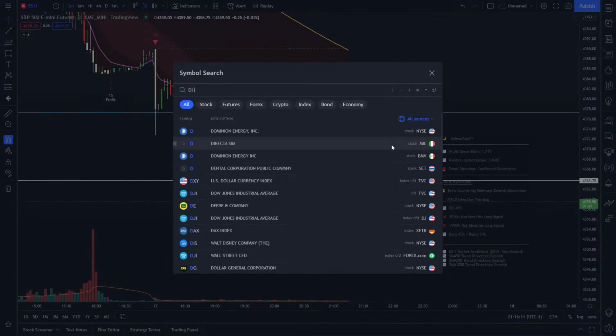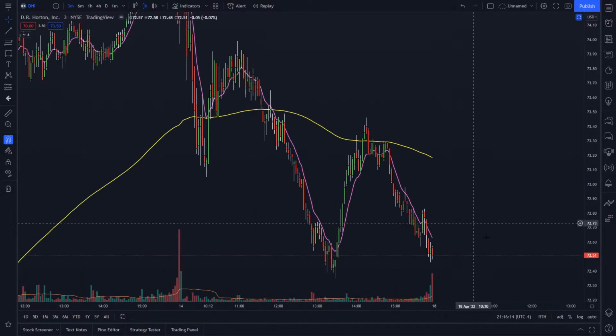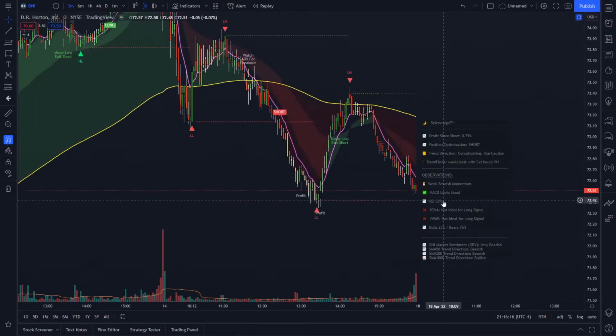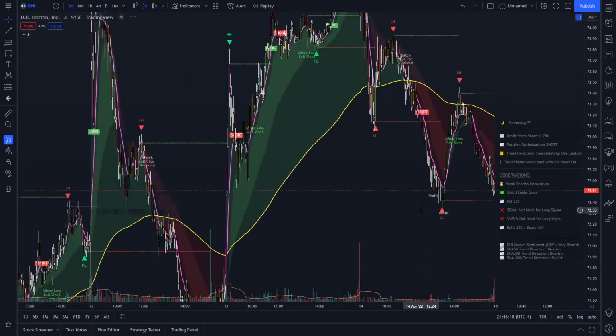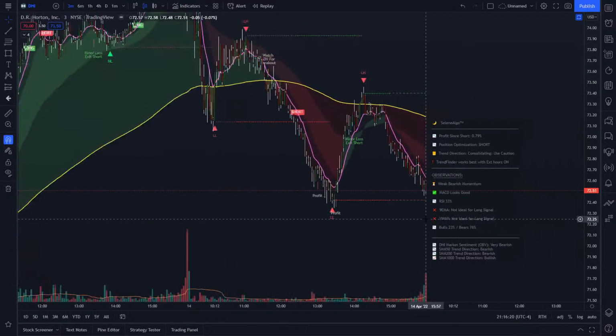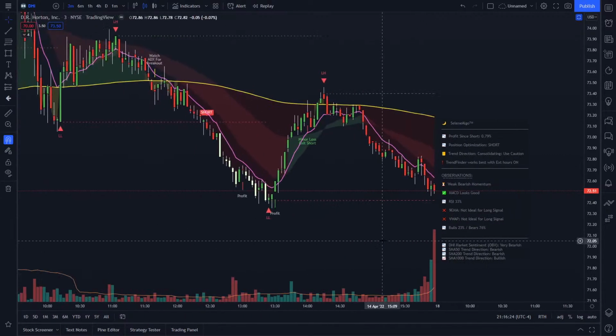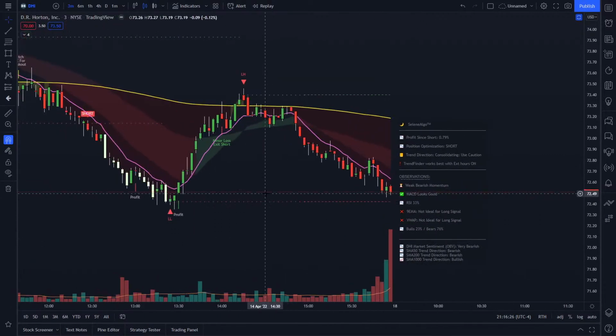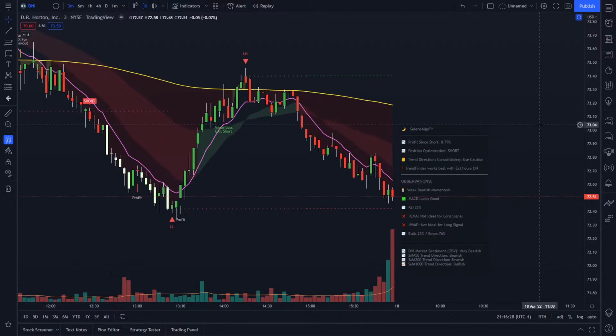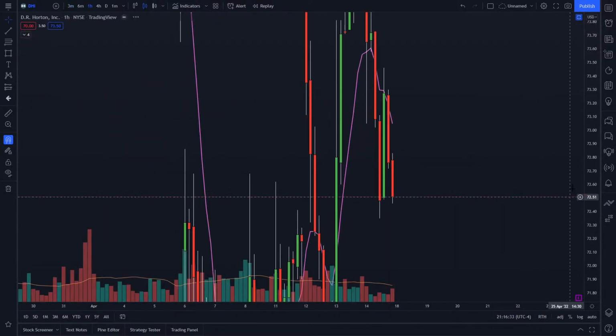DHI coming down towards a double bottom right now. Ooh. Look at that double bottom, it's approaching. Love to play that bounce. Let's look at the 1 hour here.